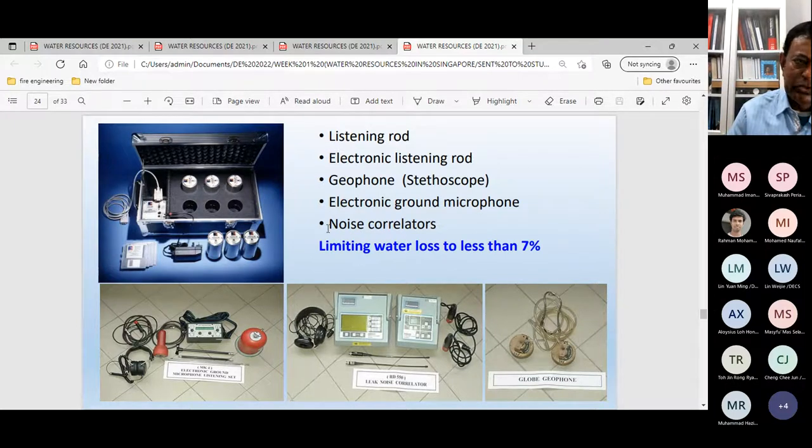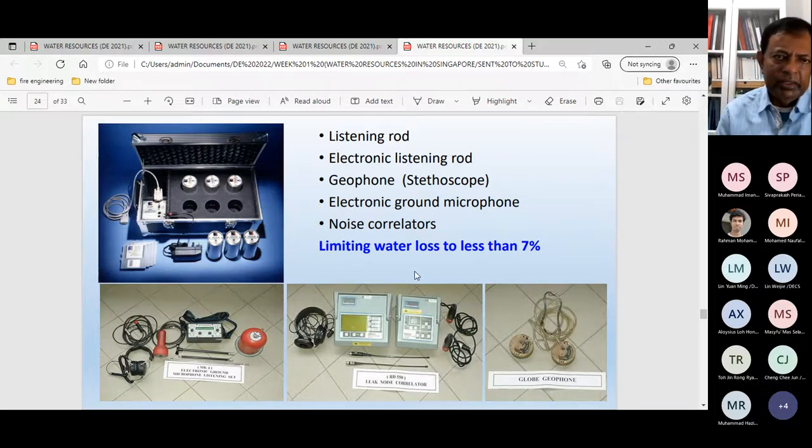These are the equipment used for that purpose: listening rod, electronic listening rod, geophone. Geophone is something like this. This is known as a geophone. And ground microphone, noise correlators. All these are noise correlators, which are being used for identifying leakage locations and rectifying them.